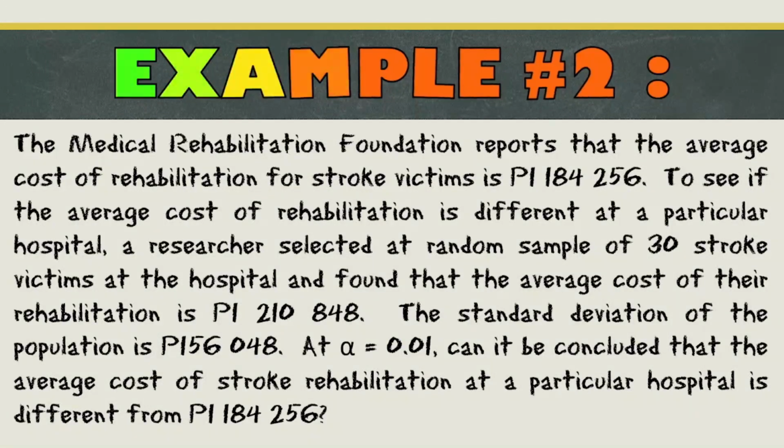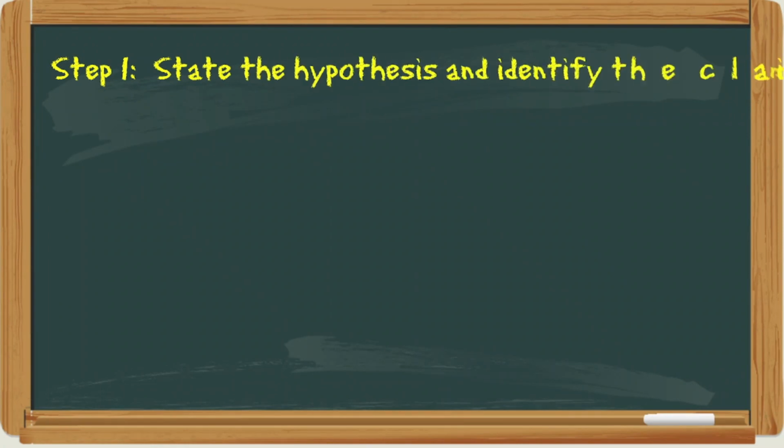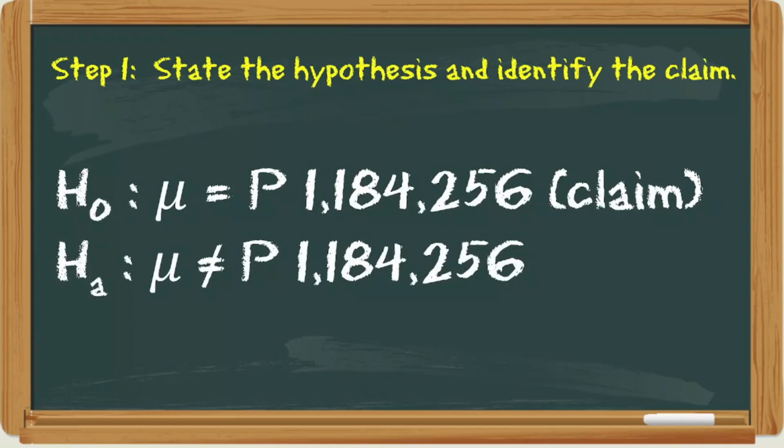Let's proceed to step number 1. Step number 1 is to state the hypothesis and identify the claim. The null hypothesis here is the average cost of the hospital is equal to 1,184,256. So, that is the claim. Now, kukontray natin yung claim. Therefore, hindi daw or not equal yung 1,184,256. Ayun yung magiging alternative hypothesis natin. So, mu is equal to 1,184,256. That is the claim. And the alternative hypothesis is mu is not equal to 1,184,256.